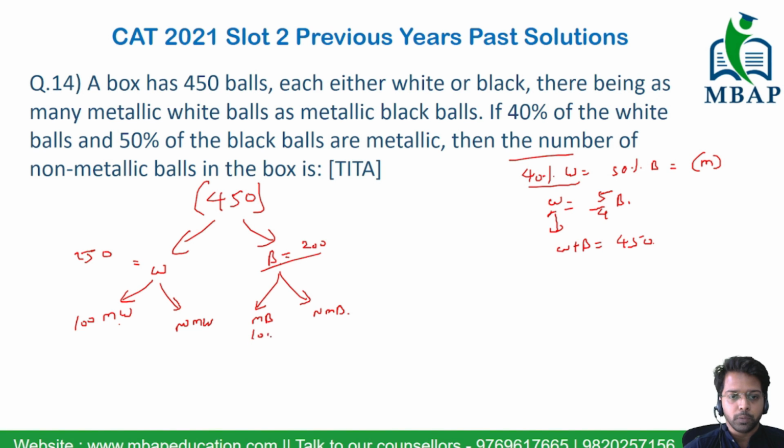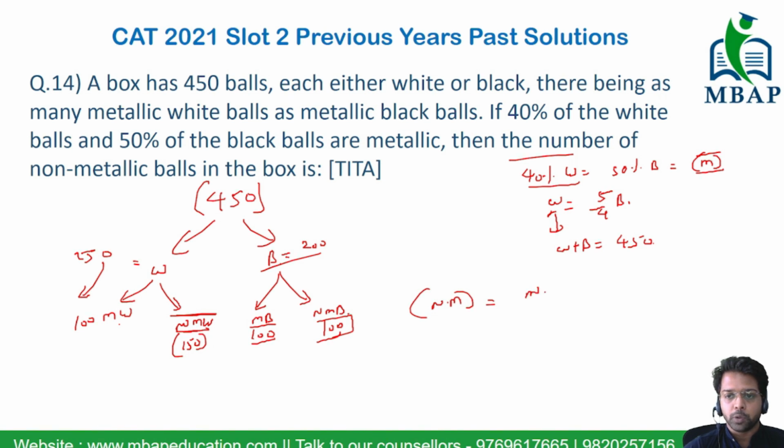So this should also be equal to 100, and as said, both of them are basically equal. Out of 250, if 100 is metallic white, the leftover value will be 150, which is non-metallic white. Similarly, out of 200, if 100 is metallic black, the leftover value, which is again 100, will be non-metallic black. The question is, what is the total count of non-metallic balls?